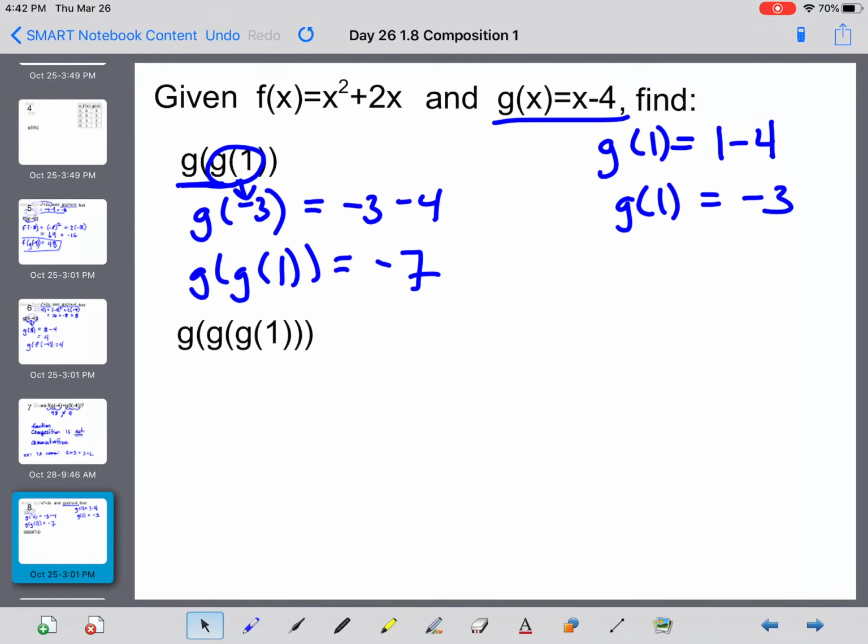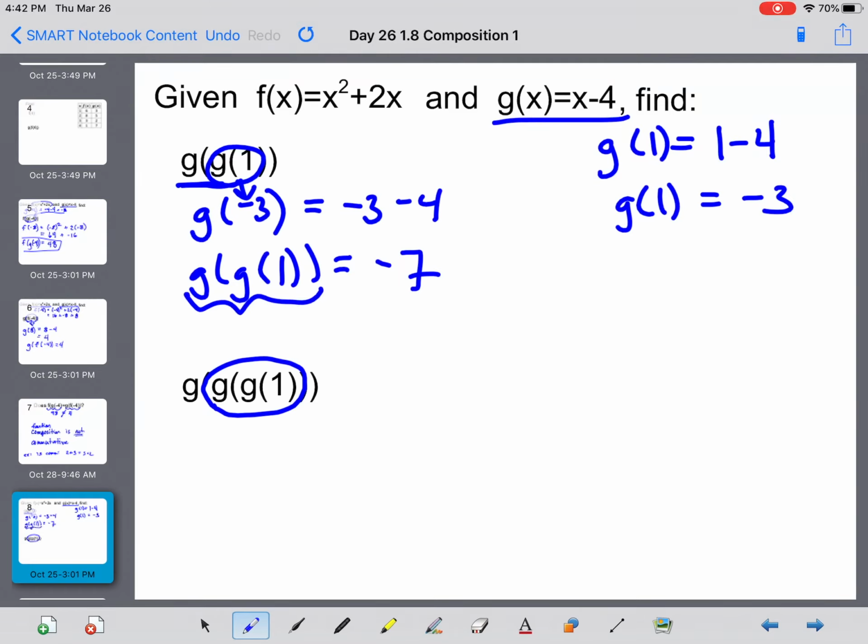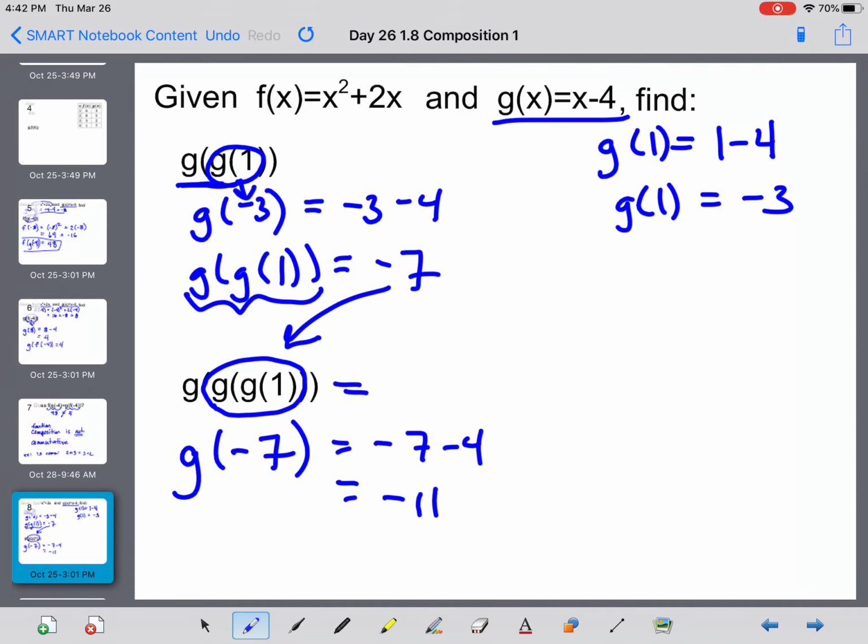Now, just to have some fun here, what if we did g of g of g of 1? Notice I could really keep going with these, and it would just be the same process over and over again. Well, the kind of cool thing is you already know what this inside piece is, right? Didn't we just determine what g of g of 1 is, and we found that that was negative 7? So I'm going to go ahead and substitute in negative 7. And now I'm going to see what I'm going to get. So g of negative 7 would be negative 7 minus 4, which equals negative 11. So g of g of g of 1 equals negative 11.